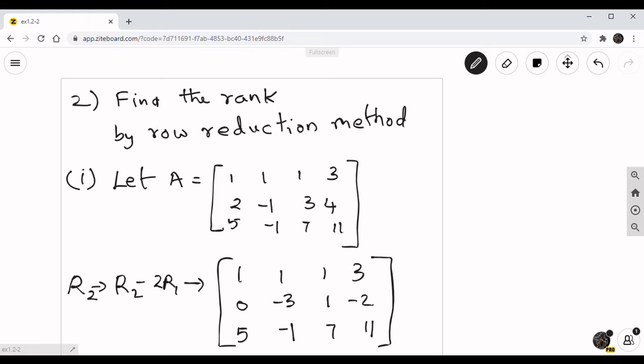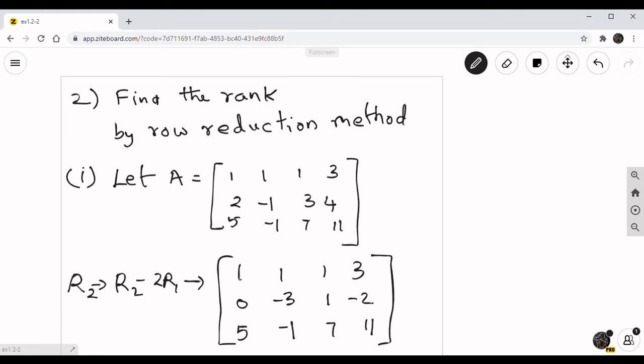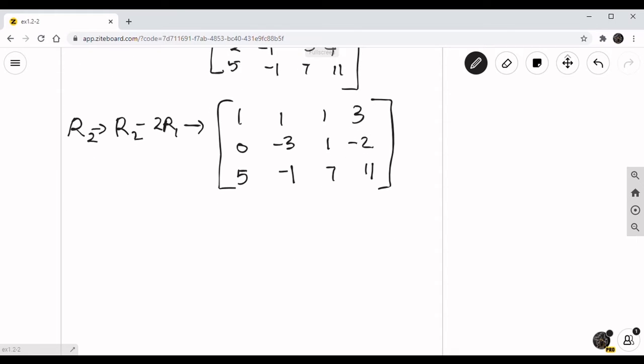Again we are trying to get the last row to 0. In the third row, first element, we have to try to get 0 there. So what is the adjustment? Row 3 can be adjusted as row 3 minus 5 times row 1. The first two rows should be written as they were.